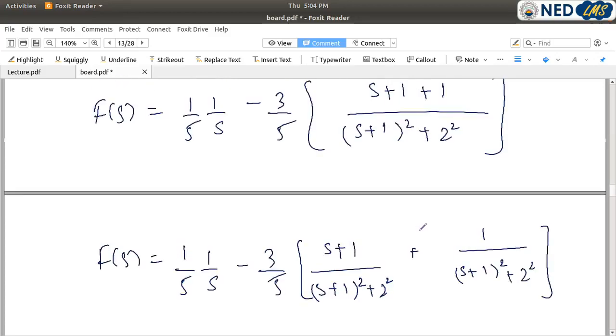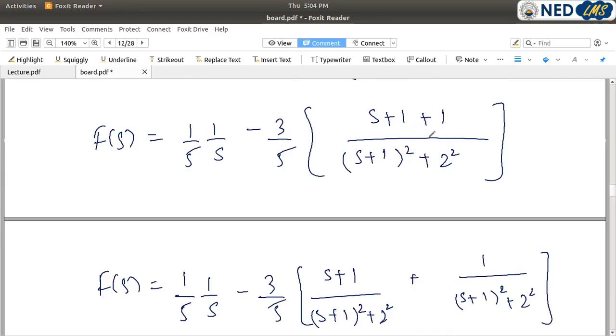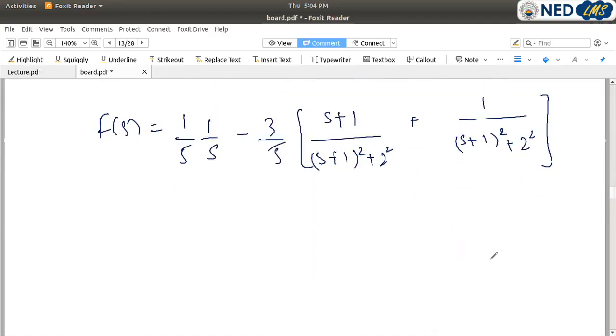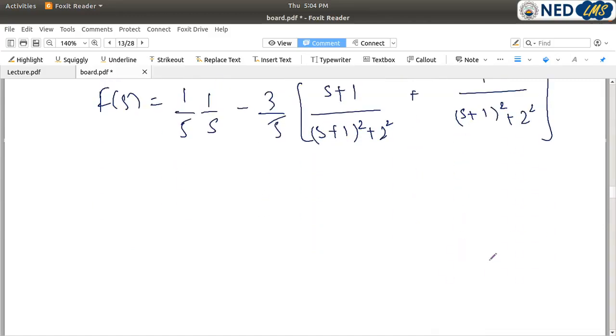Now we divided the LCM from here, so we can write it down as s plus 1 over this term plus 1 over this term. Now we know that the Laplace transform of the cos function is s over s square plus omega square.